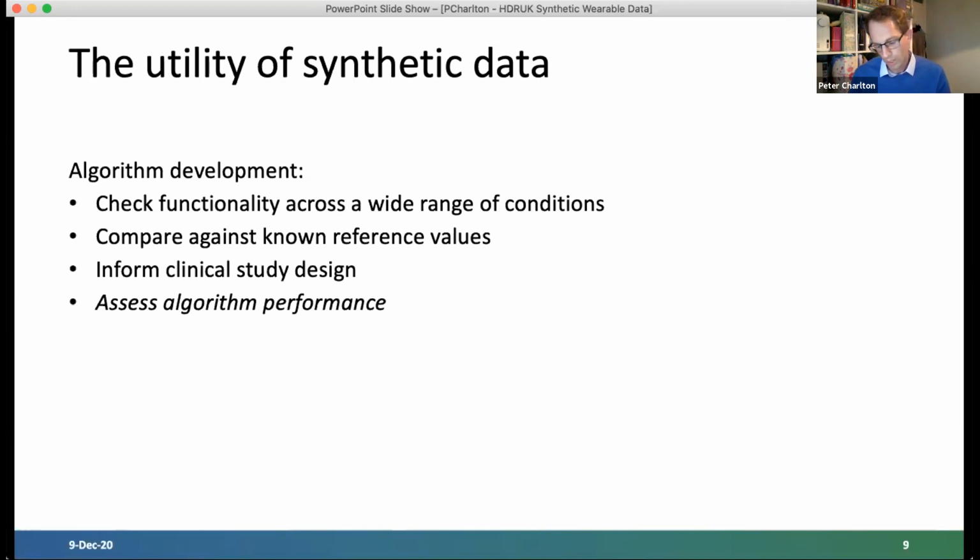I can also compare the outputs of algorithms to known reference values, which might otherwise be very difficult to acquire in clinical practice, so they might require invasive measurements, for instance. Synthetic data can be used to inform the design of clinical studies, and perhaps in the future, it could be used to assess algorithm performance directly without the need for a clinical study.